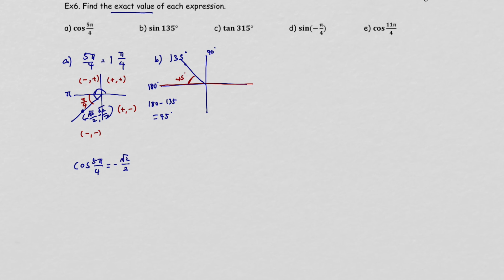So it means this point right here will have another square root of 2 over 2, square root of 2 over 2, where x is negative this time, right? Negative and positive. And you're looking for sine. Sine is your y value, so it will be positive square root of 2 over 2.